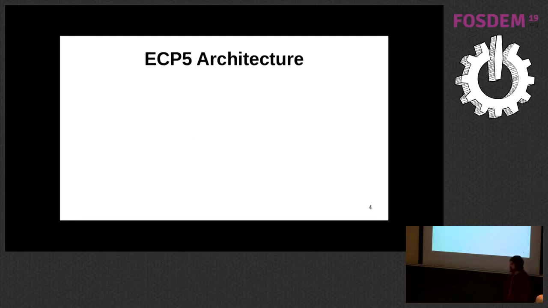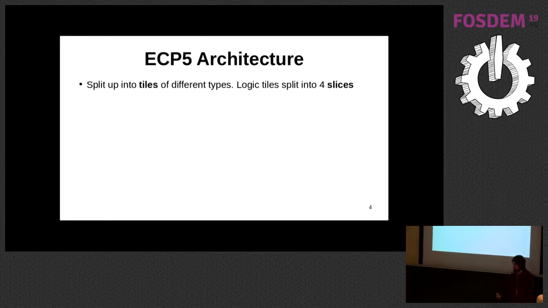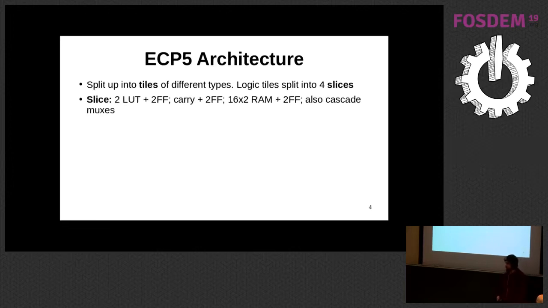So looking into the architecture of this FPGA in a bit more detail, you split the chip up into what we call tiles, and each of those tiles is then split up a bit further into 4 slices. A slice is 2 lookup tables and 2 flip-flops. It can also be configured as a 16 by 2 RAM, and there are some 2-input multiplexers for connecting those lookup tables together to build bigger lookup tables. This is quite similar to slices in lots of other modern FPGAs. The Xilinx FPGAs have a very similar structure. They just use 6-input LUTs rather than 4-input ones.